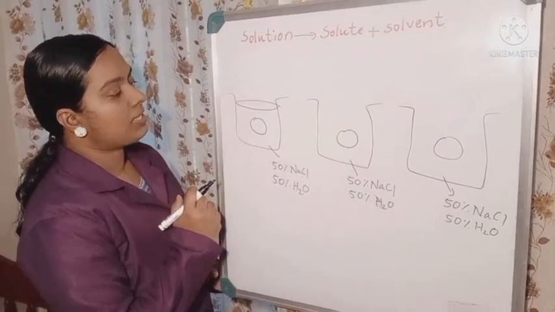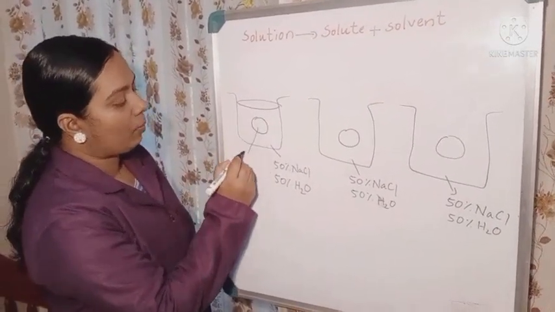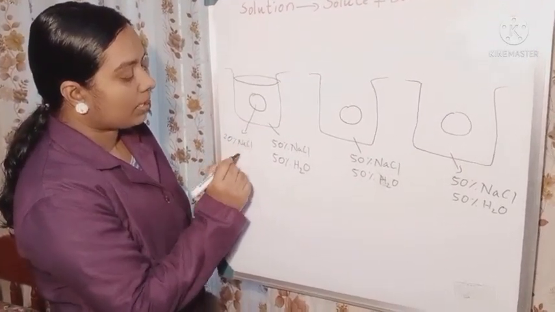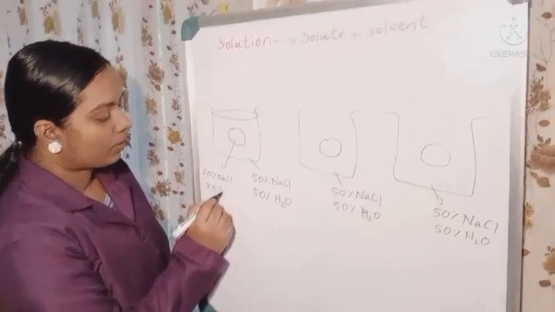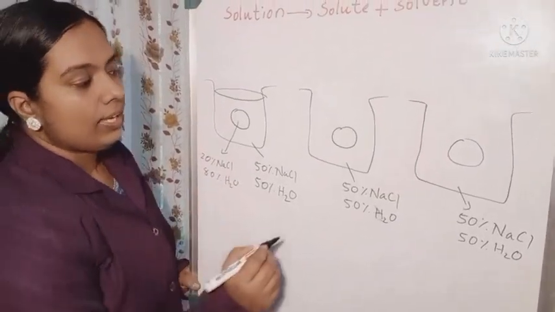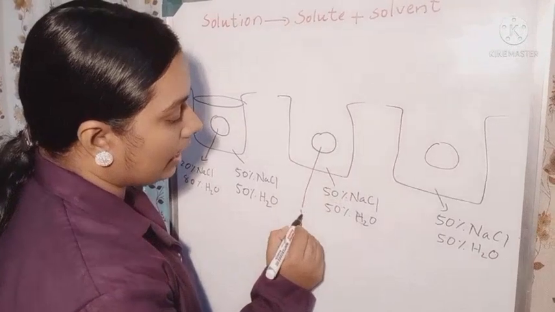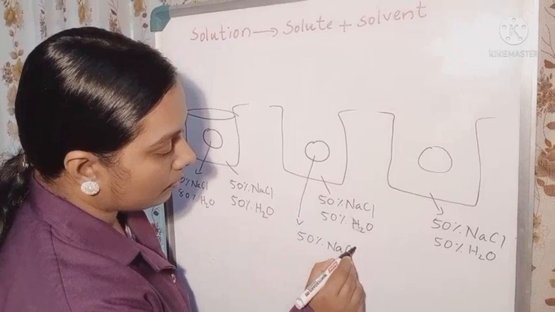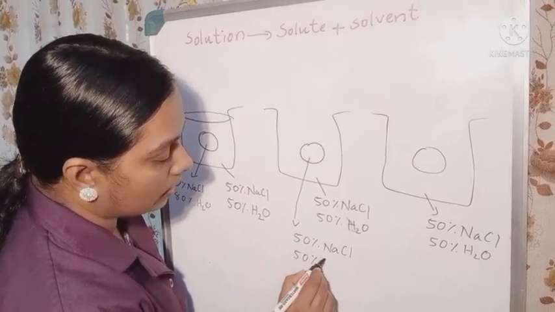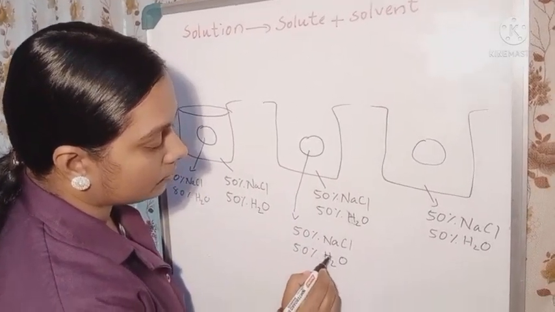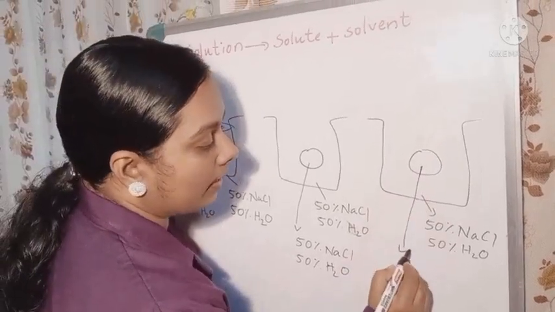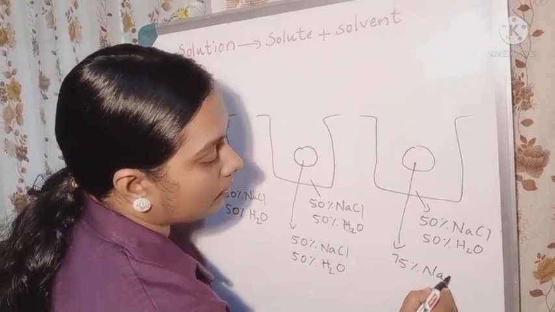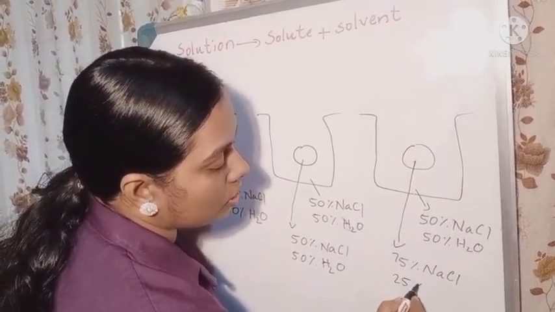Then in the first beaker, inside the cell there is 20% sodium chloride. That means 80% water. Here, inside the cell there is 50% sodium chloride and 50% water. Here, 75% is sodium chloride and 25% is water.